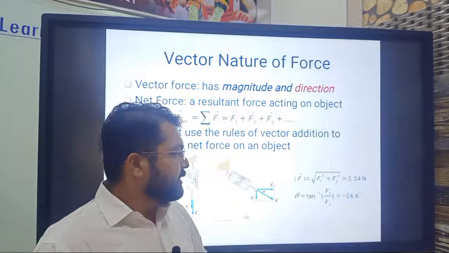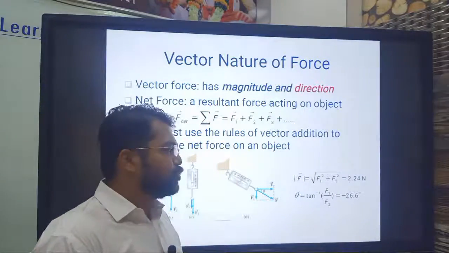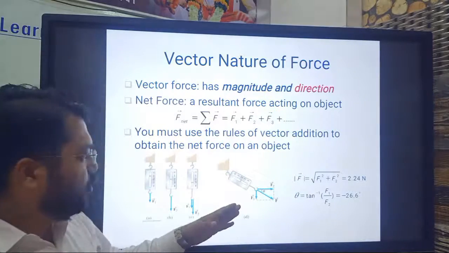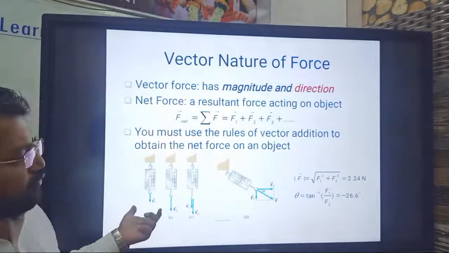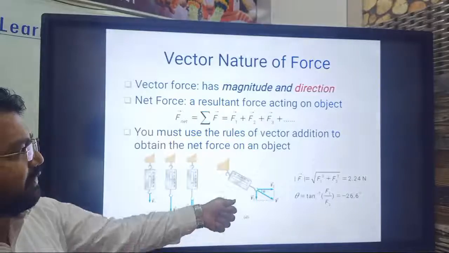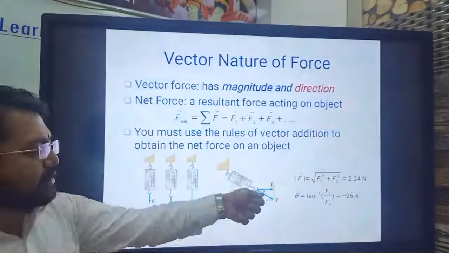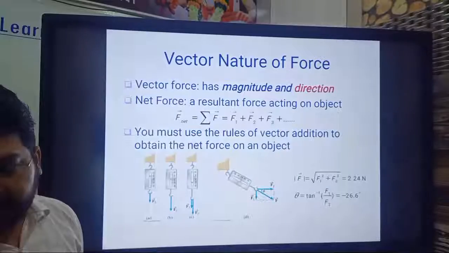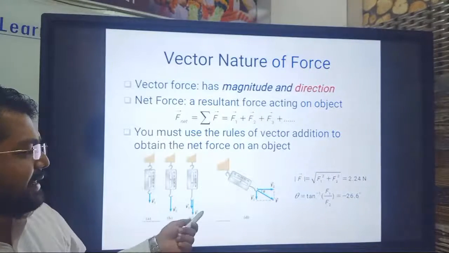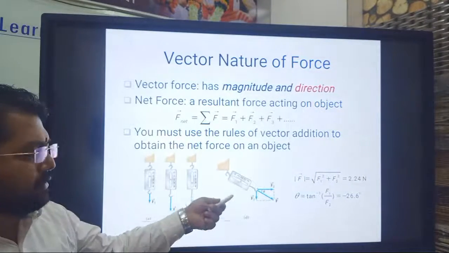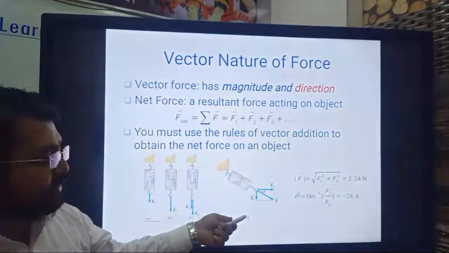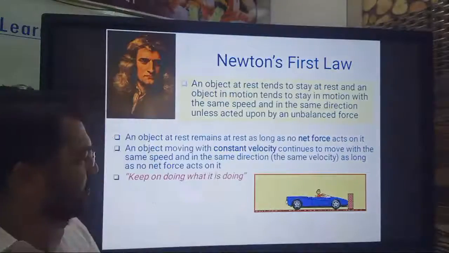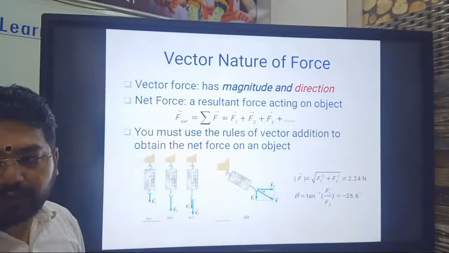So F is nothing but the square root of F1 squared plus F2 squared, and that will be 2.24 Newton. Why 2.24 Newton? Because they might have given values for that. Otherwise we cannot comment that it is 2.24 Newton. Fine. And if we need to find the angle between two forces, then what should we write? Theta equals tan inverse of F1 by F2.